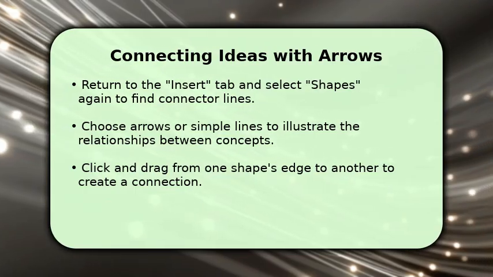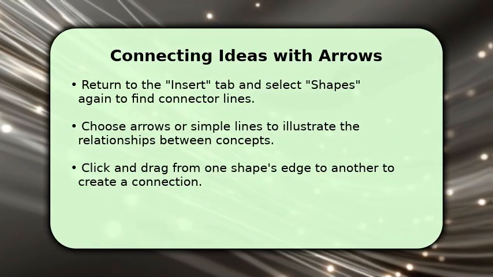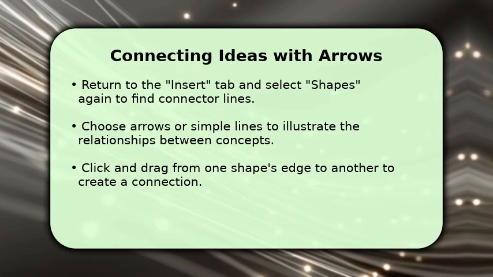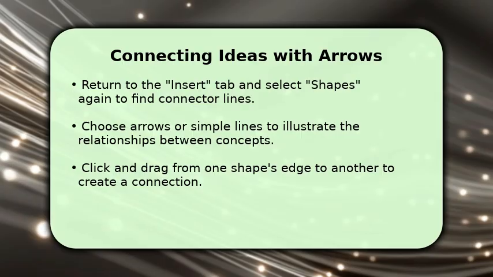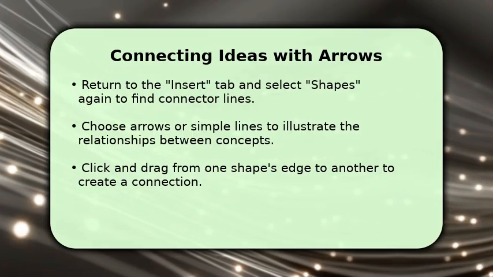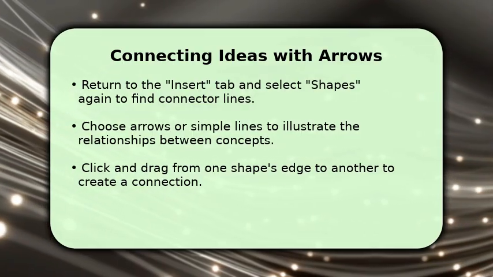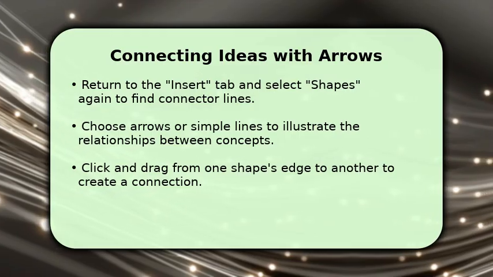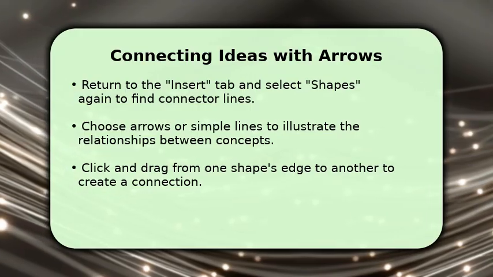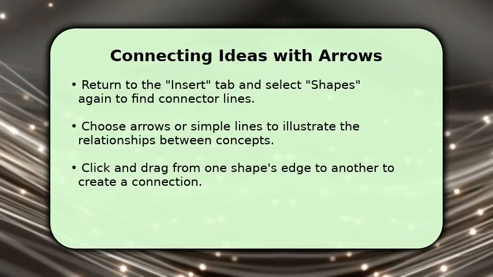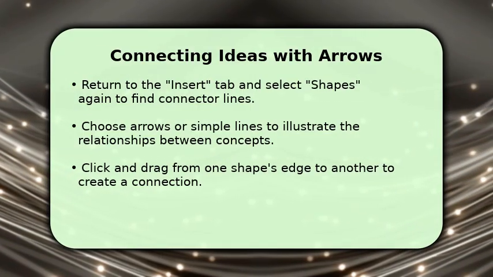Go back to the Insert tab, then Shapes, and select an arrow or a simple line. Click on the edge of your first concept shape and drag the line to the edge of the second concept shape. This visually links them. For clarity, insert a small text box near each line to describe the relationship, using phrases like causes, leads to, or is a type of.